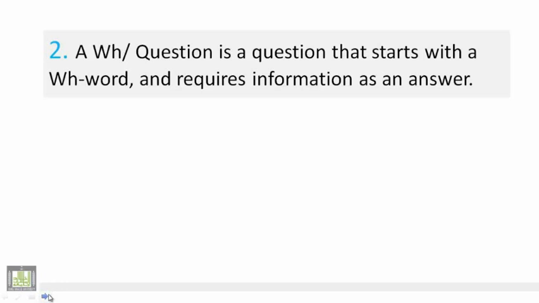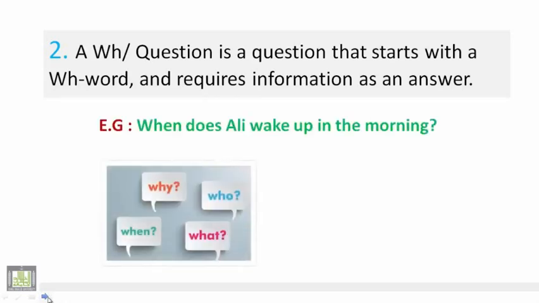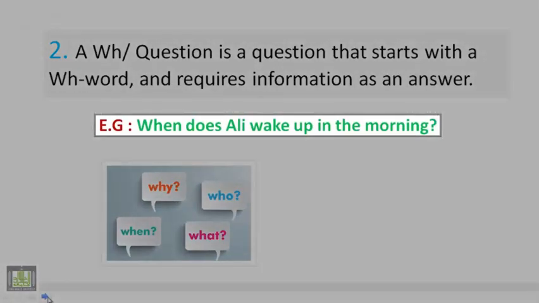Let's move to the second part, or the second category of questions, which is a WH question, and we start by providing the definition. ونبدأ بتقديم وعرض التعريف. It is a question that starts with a WH word. إذن هو نوع من الأسئلة الذي يبدأ بأداة استفهام وليس بفعل مساعد, and requires information as an answer. ويتطلب الإجابة بتقديم معلومات, ولا يمكن الإجابة عن هذا النوع من الأسئلة بنعم أو لا. Let's find this example. When does Ali wake up in the morning?